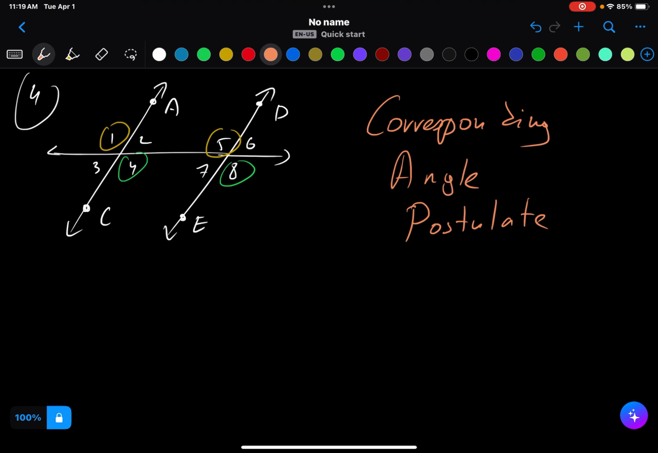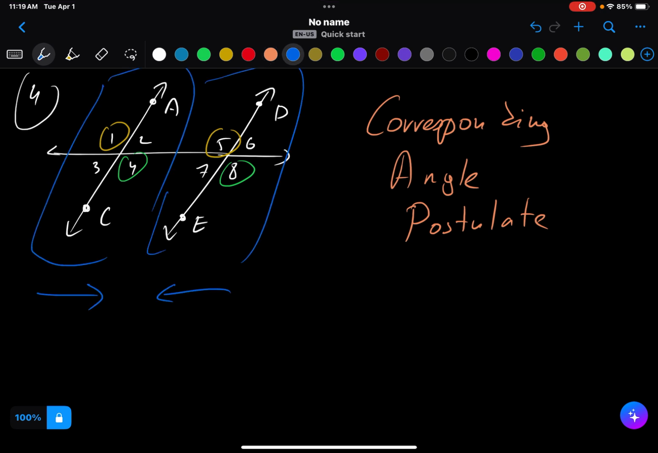Because these angles are corresponding. Essentially, if we were to take this right here and this right here and just move them onto each other, these would drop onto each other. They would be the same. 1 and 5 would be the same, 2 and 6 would be the same, 3 and 7 would be the same, and 4 and 8 would be the same. That's why. All right, anyways, let's go ahead and move on to number 5.